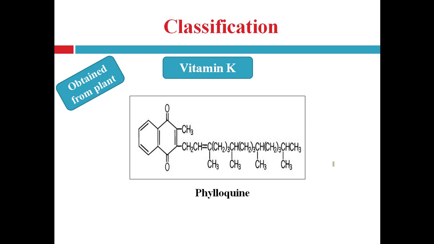First, vitamin K which is obtained from the plant, example is phylloquinone, right. This is the structure of vitamin K, which has the naphthoquinone ring, right, having the side chain, right.